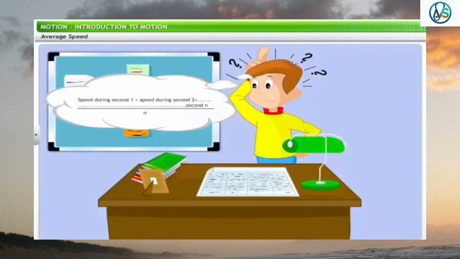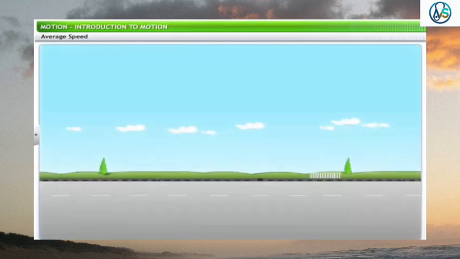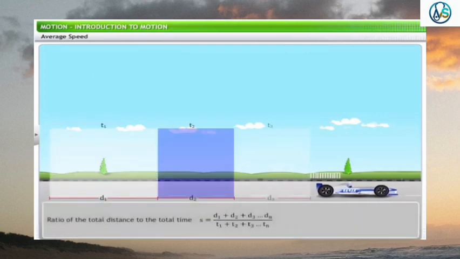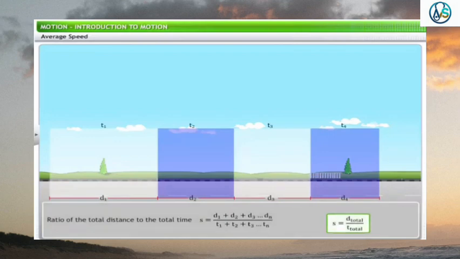However, gathering so much data can be tedious, and certainly impossible in the case of large distances. Therefore, we typically use a quantity called average speed in our calculations. The average speed of an object is the ratio of the total distance covered by the object to the total time taken by it for covering that distance.